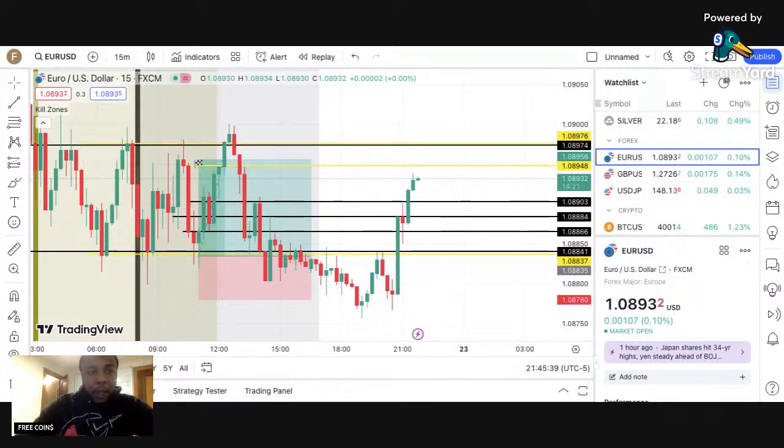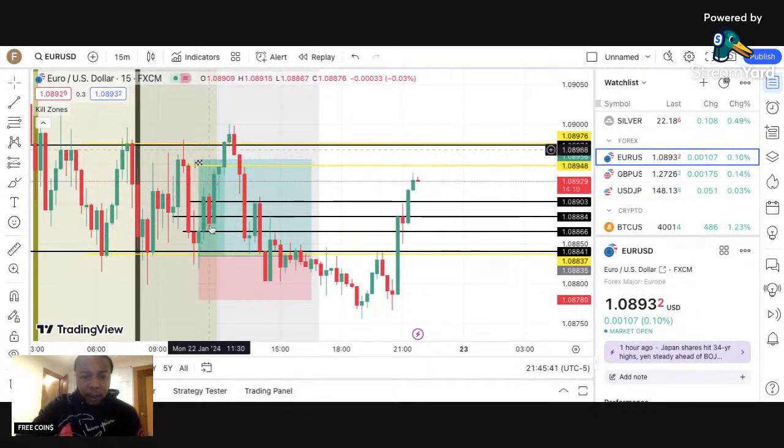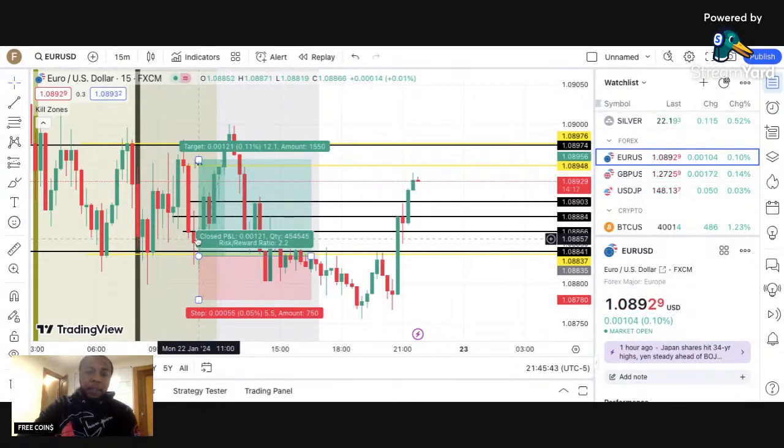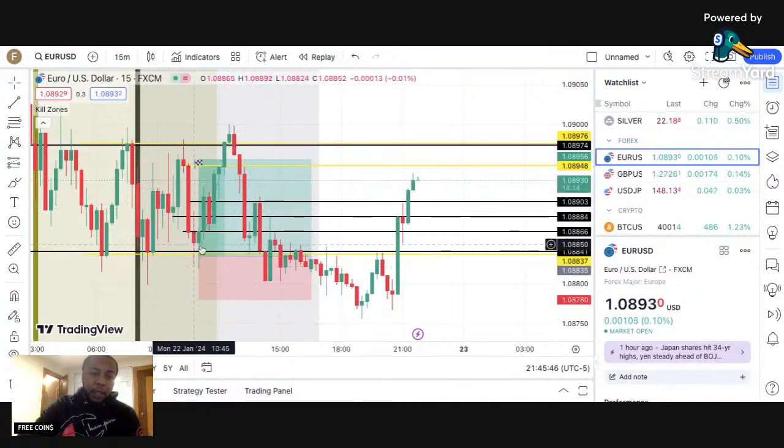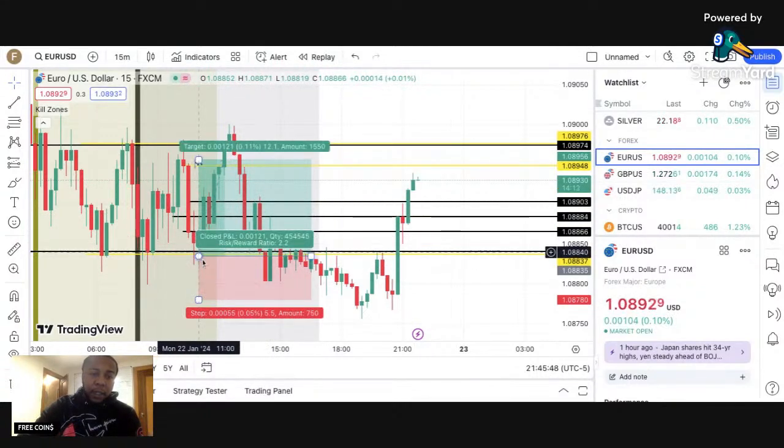So this is the trade we had earlier this morning. I got into this trade at about like 11. So I got into this trade a little bit late. I got into the trade on this candle right here. So down here is where I got into the trade.